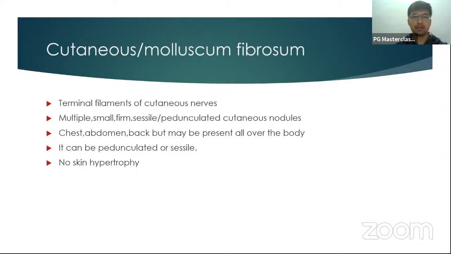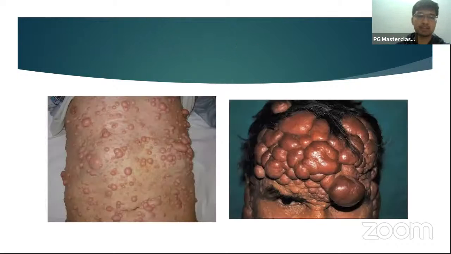The cutaneous variant of the neurofibroma involves the terminal ends of the peripheral cutaneous nerves, which are multiple small pedunculated cutaneous nodules, mostly involving the chest, abdomen, and the back region. Sometimes it may be present on the forehead and the scalp, which is also known as the turban tumor.